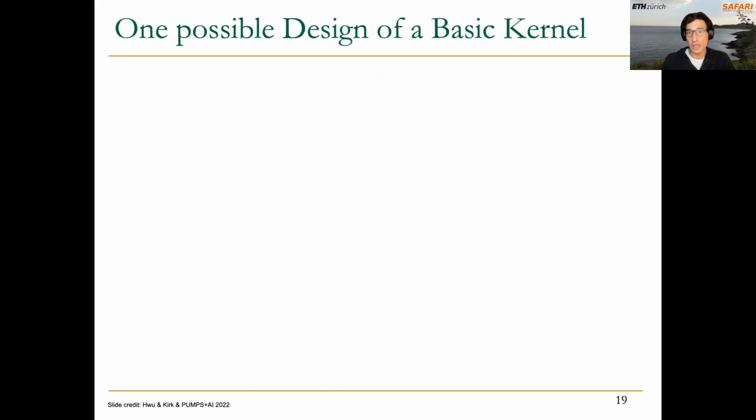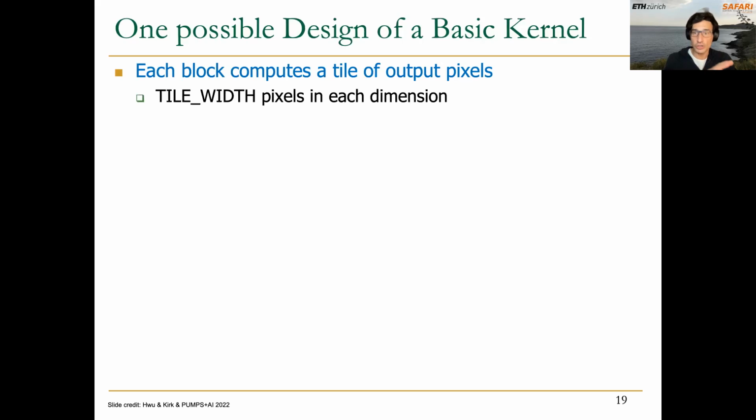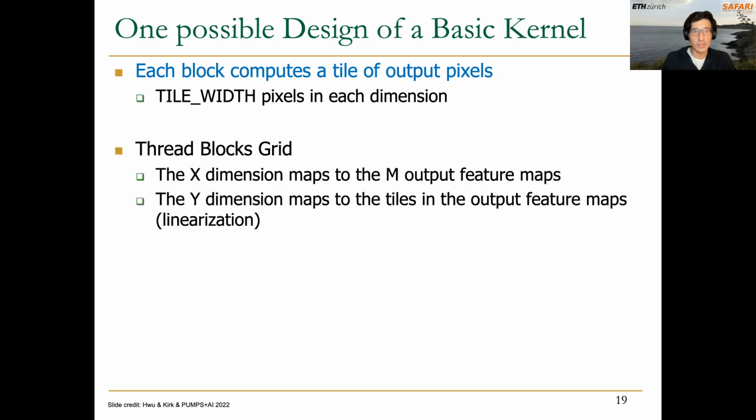One possible design of this basic kernel is to have each block compute a tile of output pixels. We are going to have a tile width of pixels in each dimension, so that's going to be the dimension of the tile. Let's assume for now that tile width is either the height or the width of each of these tiles.